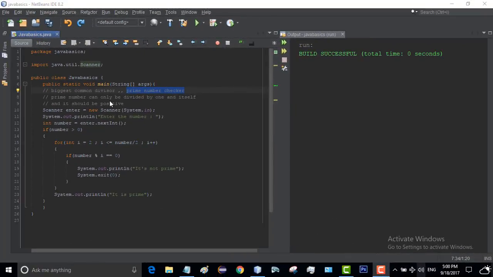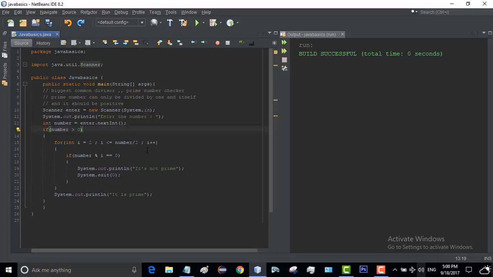The second thing with us is called the prime number checker. A prime number is a positive number that can only be divided by 1 or itself. If it can be divided by any other number, then it's not a prime number. Here we ask the user to enter the number, and if the number is positive, which means it is bigger than 0, we will check it. We will check all the numbers from 2 to half of the number.